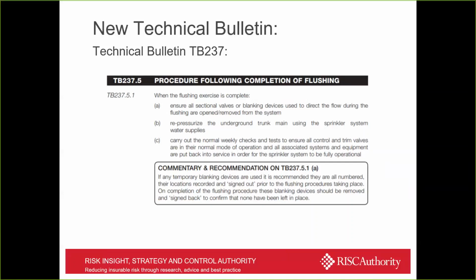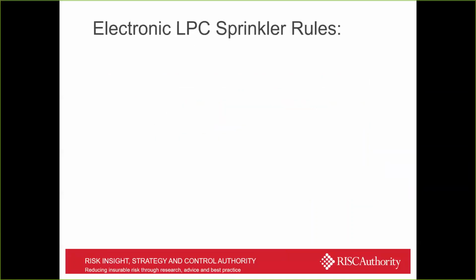And there's just a little commentary and recommendation on the bottom there that we've put together. If you do use blanking plates, obviously you need to make sure that those are out of the system when you finish your flushing, so we're recommending that you number all those and log those when you install them, so that you can monitor that you've taken them all out when you've completed the flushing exercise. Otherwise, there's a danger you could leave one in the system, and that can have detrimental effects, obviously. So that's the end of the substantial changes.